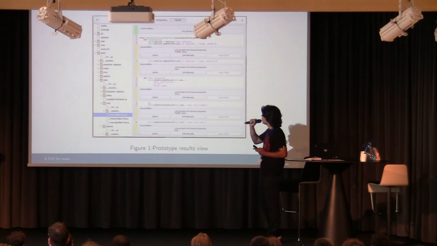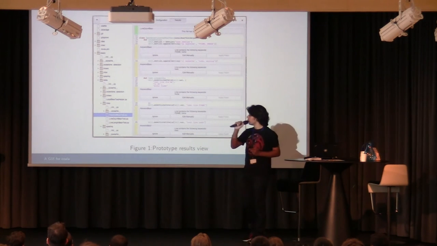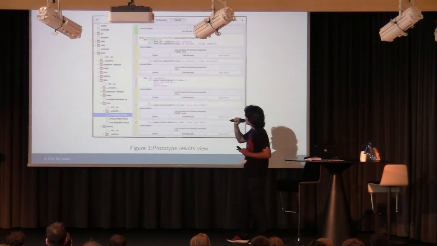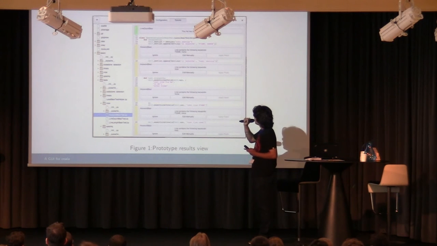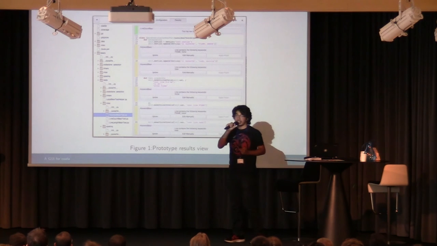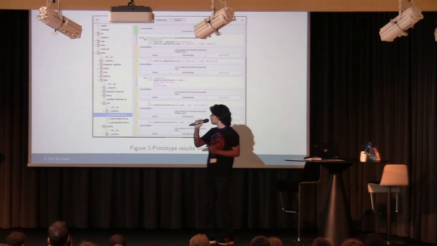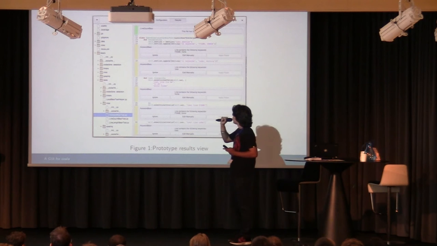As you can see, this uses GTK source view and also pulls results from Koala and displays them here. And you can see that you can also do actions on it. If you press ignore, it'll just delete the result. And this is pretty much what we want to do in the final GUI.